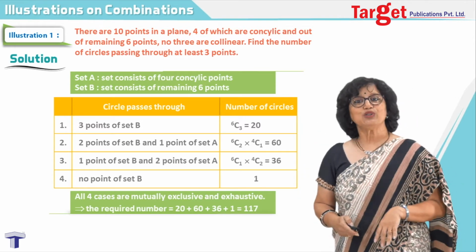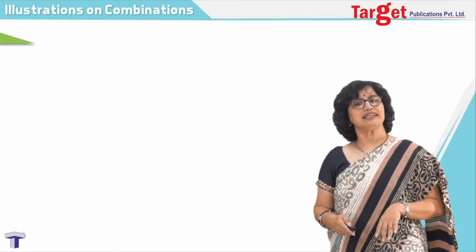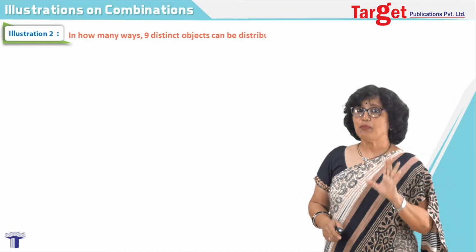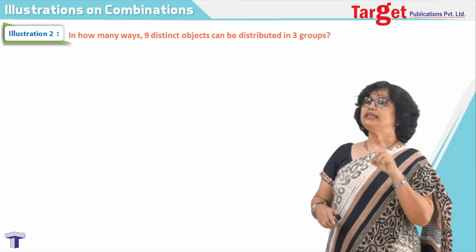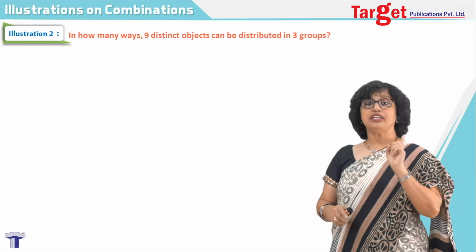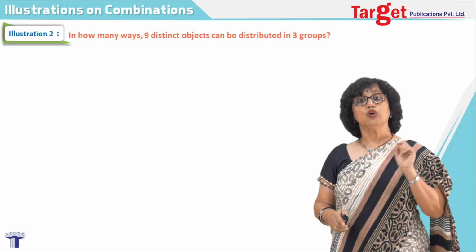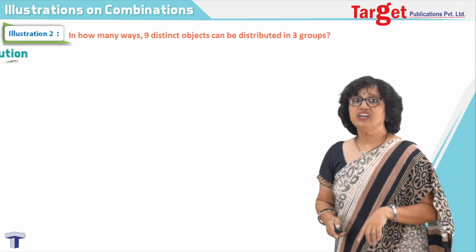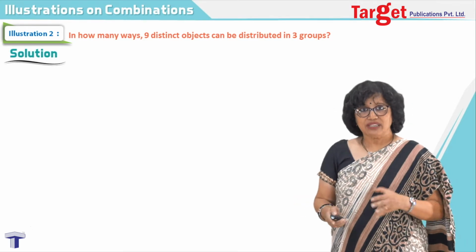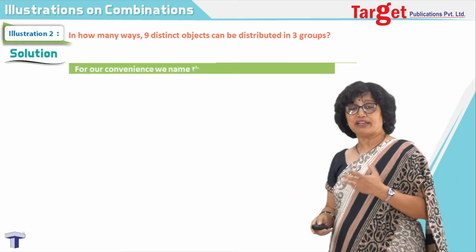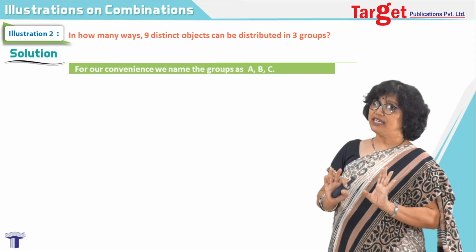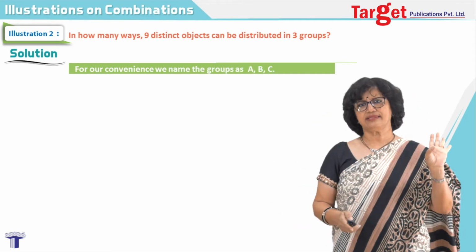So let us move to the next illustration. And the next illustration is, wording is important. In how many ways can 9 distinct objects be distributed in 3 groups? So the question is regarding groups. So I think we will have to name those groups if required, right? For our convenience, we are naming them as A, B and C.